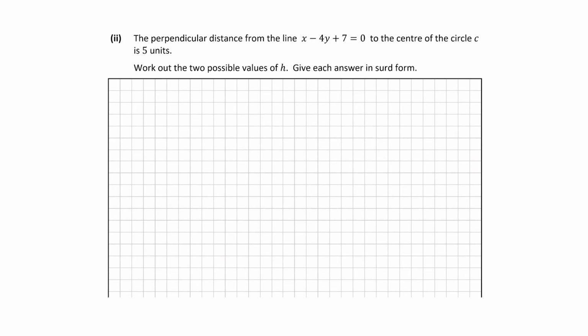A part 2 also is very much based on a rule in the log tables. It tells us that the perpendicular distance from the line x minus 4y plus 7 is equal to 0 to the center of circle C is 5 units. So we'll just remember the center from the last question. The center was (h, minus 3). So we're working out the distance from that center to the line x minus 4y plus 7, okay? And we're told that it's 5 units.